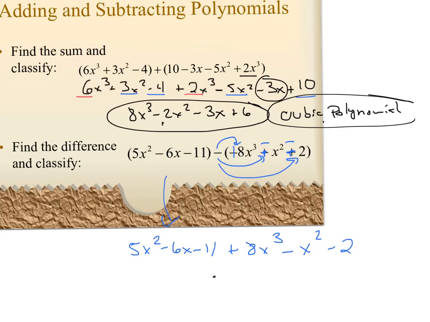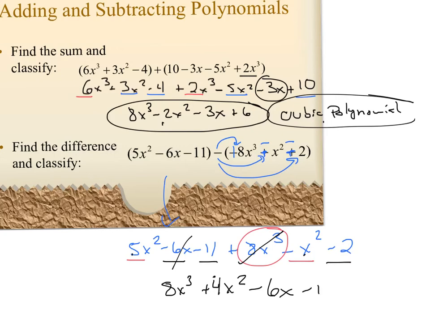Then I'm going to go through here. I got an x squared and x squared. Wait a second, I got this 8x cubed. It needs to be in standard form, so I make sure I write the 8x cubed first. I've used that. Got the 5x squared and the negative x squared. That gives me a positive 4x squared. Then I got my negative 6x, no other x. So I got that one taken care of. A negative 11 and a negative 2 is a negative 13.